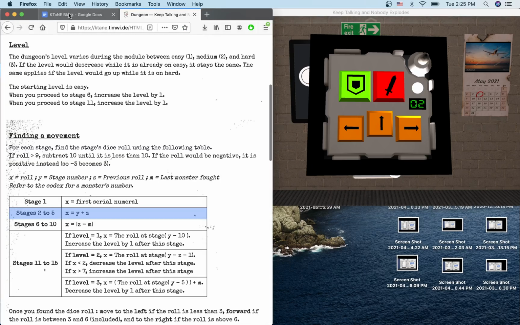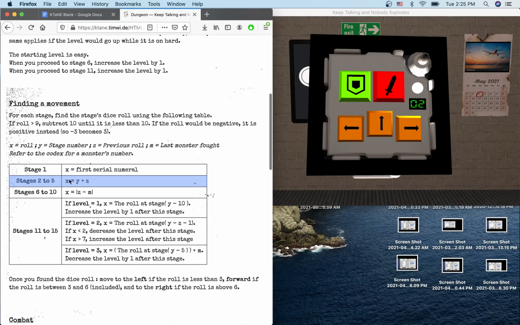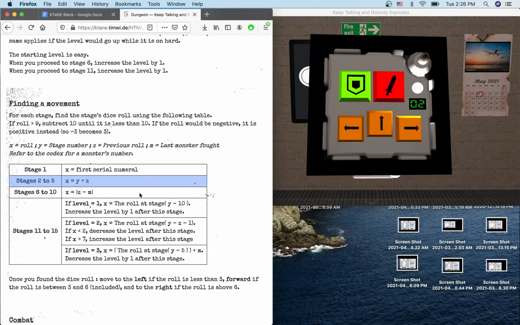Now, this is where the rest of the stuff that I put in here comes up. For fighting monsters, first of all, we need to know what level we are on. In levels 1 through 5, we're always on level 1. 6 through 10 is always on level 2, and then 11 through 15, the level varies. So we'll need to start tracking the level around then. So anyway, we're between 1 and 5, so our level is 1.